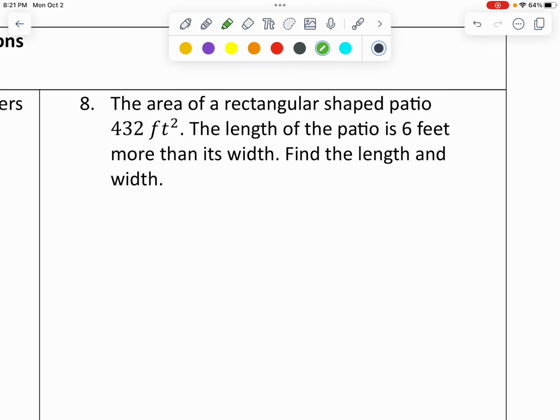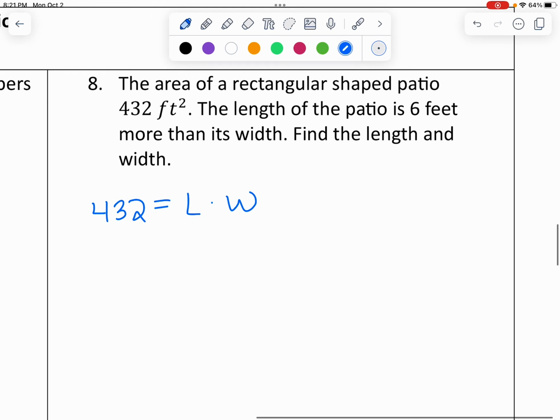Okay, you know what we're doing now? We're seeing if they can set up a word problem. Oh, this is anxiety right here. It is. The area of a rectangle. Can we just stop there? Area is what? Length times width. Then they give it to us. So I'm going to erase area, and guess what I'm going to put in? How big is the area? 432 square feet. The length is 6 more than the width.